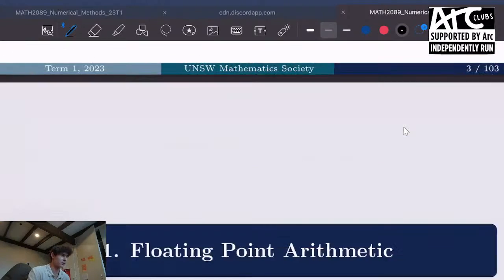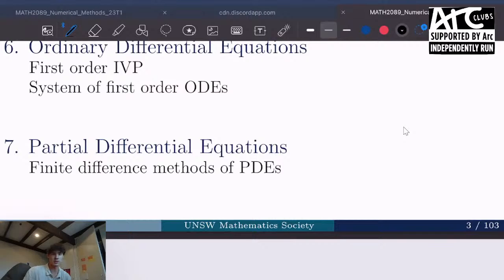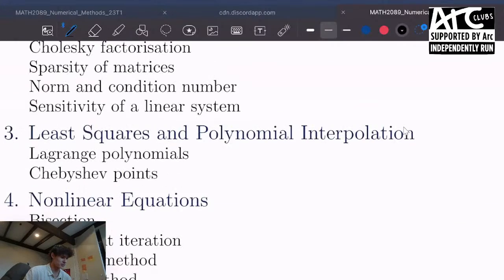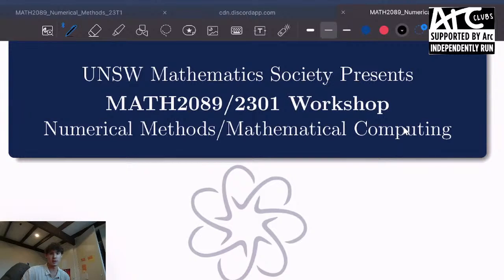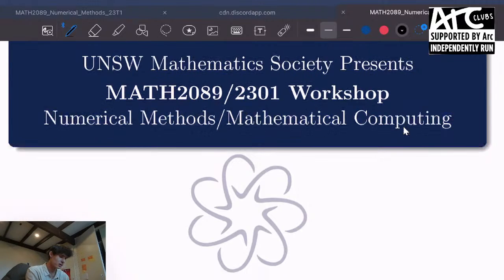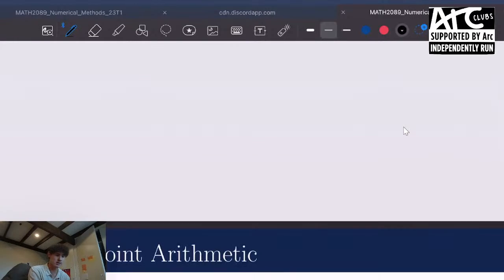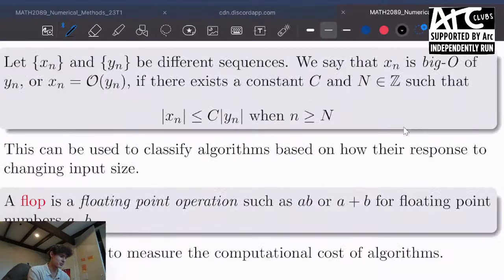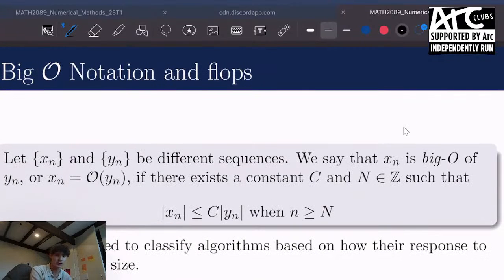Now I'm just going to briefly overview what I did before, but later on you can watch the stream using the recording, and then you could view the first part of this in a bit more detail. But basically, we're going to be going over numerical methods today. It's a mix between Math2089 and Math2301, so we're trying to account for both, but it will be more on the Math2089 side rather than the Math2301. We're focusing more on the computational side rather than the more theoretical side. The first topic we were looking at was floating point arithmetic, so storing numbers in floating point. Now we're just overviewing big O notation and flops.